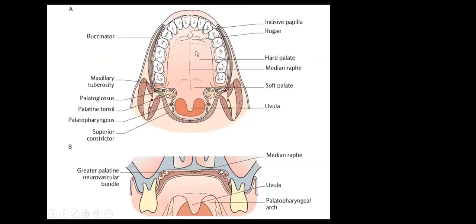This is the hard palate, soft palate, median raphe, and the uvula. This is the palatoglossus muscle and palatopharyngeus muscle, between which the palatine tonsil lies.